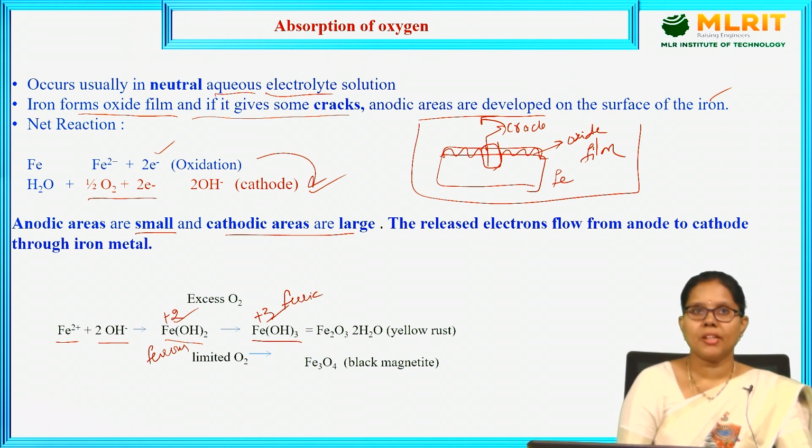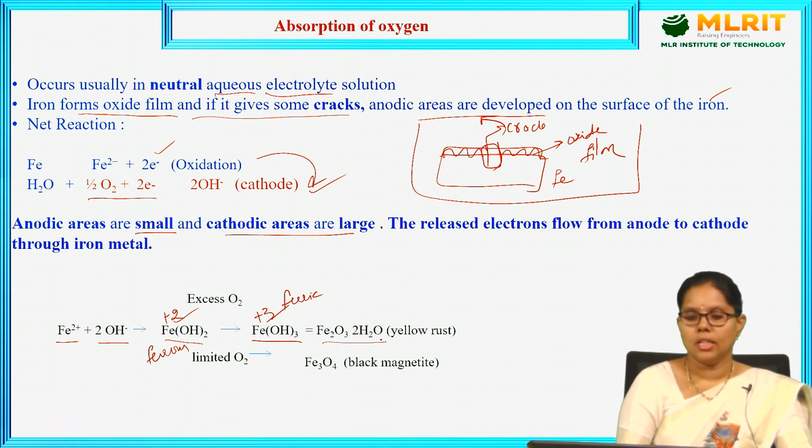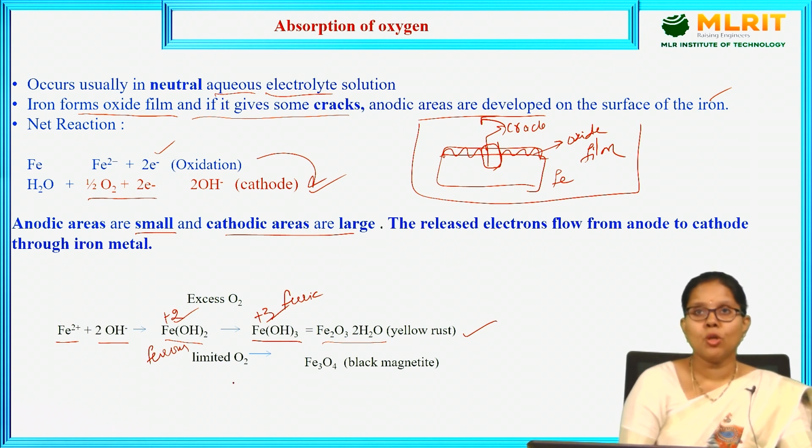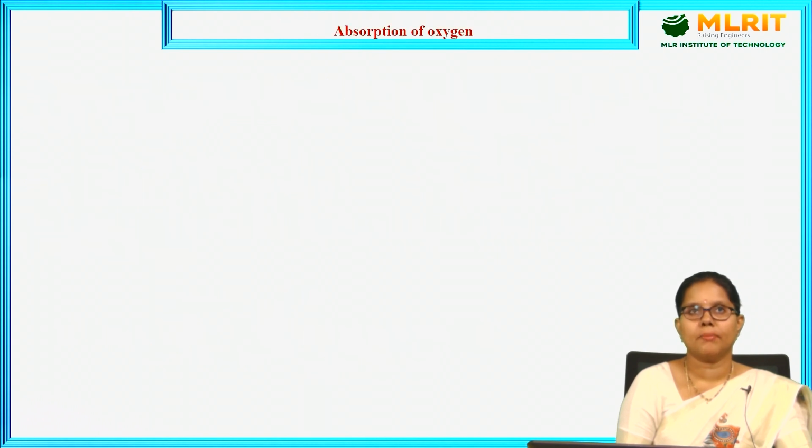In the presence of excess oxygen, it gives Fe2O3 and 2H2O water molecules, nothing but rust. In a limited amount of oxygen, it will give ferroso-ferric oxide, Fe3O4, which is black magnetite. Finally, the metal is going to be corroded. Let us see the diagram.